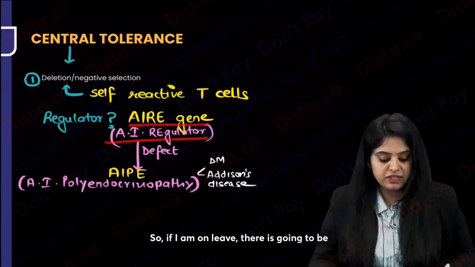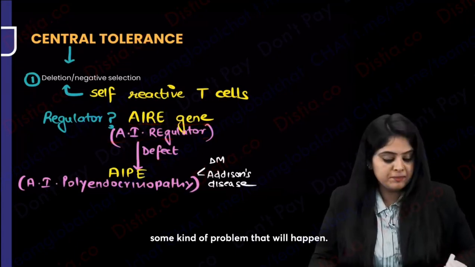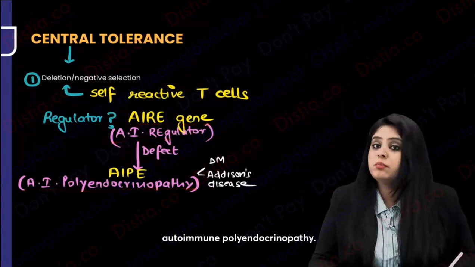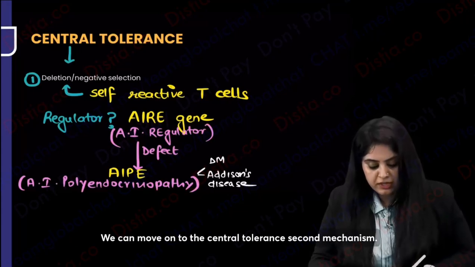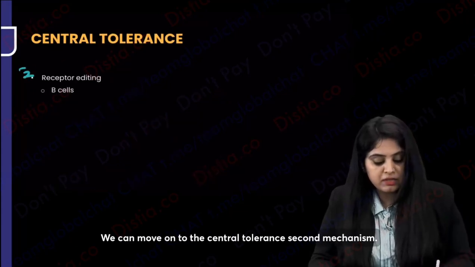So if I am on leave, there is going to be some kind of problem that will happen, and that problem is known as autoimmune polyendocrinopathy. The first central tolerance mechanism is done. We can move on to the central tolerance second mechanism.